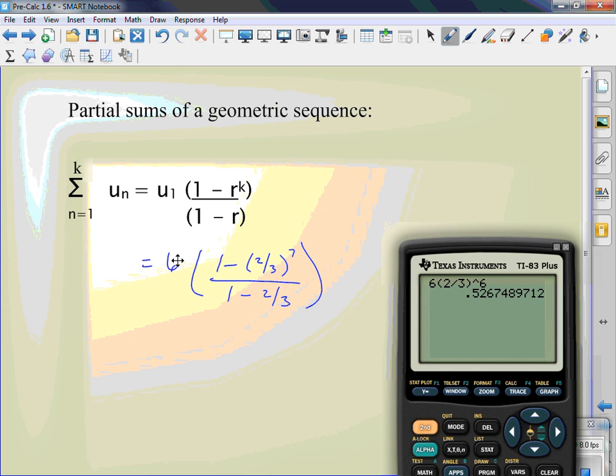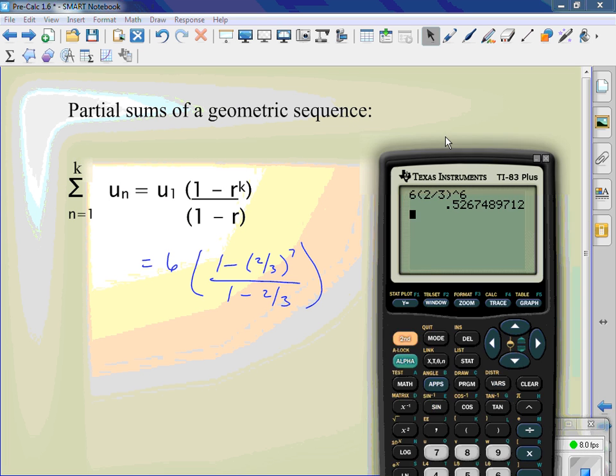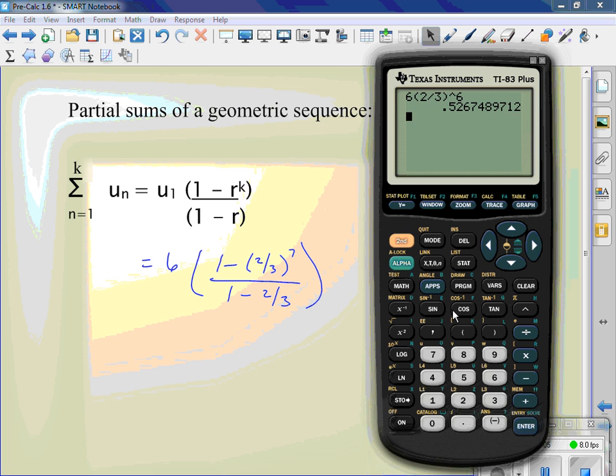U sub 1 is 6. The common ratio was 2/3. We want the 7th bounce. And we just type it all in. 6 times 1 minus 2/3 to the 7th. That's the top. Make sure you're putting the 2/3 in parentheses. Divided by the bottom, 1 minus 2/3.